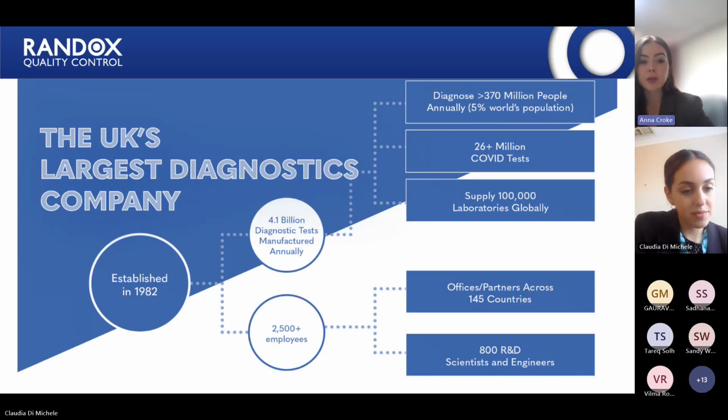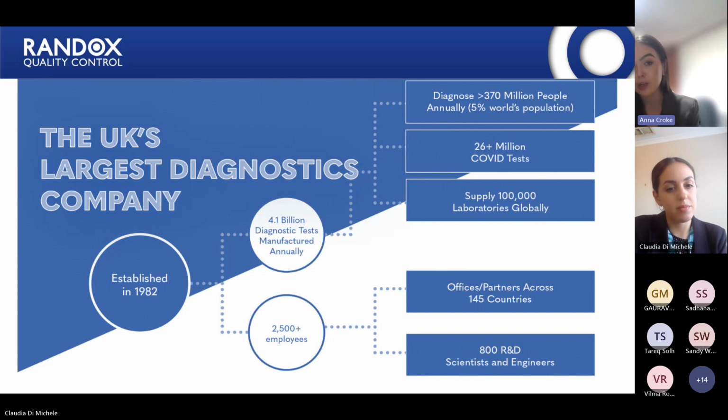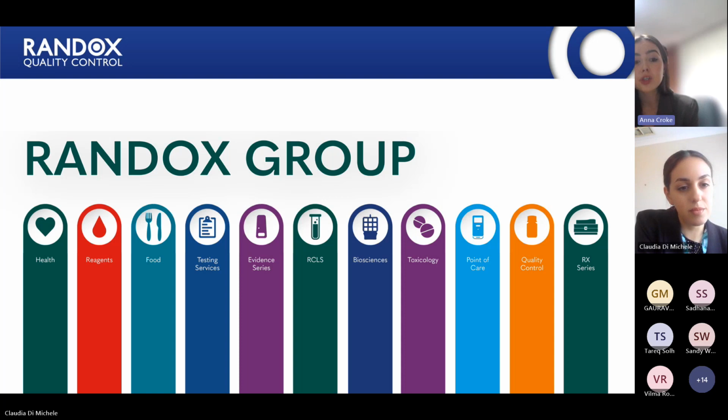For anyone who is not familiar with Randox, we are the UK's largest diagnostics company, headquartered in Northern Ireland, which is part of the United Kingdom. We were established in 1982, and we have a number of facilities across the UK, Ireland, India, USA, which really boast good manufacturing facilities, and then of course our wider offices and distribution, spanning across 145 countries globally. We've got about 2,500 employees in Randox in total, and 800 of those are dedicated research and development scientists and engineers, doing all the hard work to develop the products that we bring you here in Australia, New Zealand and wider.